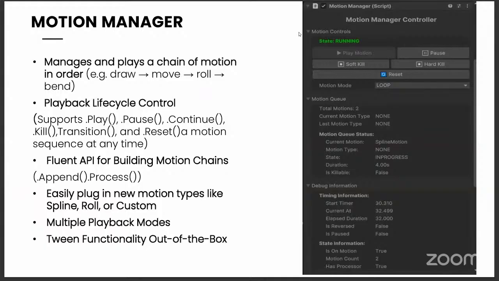Now, the motion manager is the core system that controls how the objects move and animate over time. It allows custom motion behavior where a new motion type like spline, roll, or custom animation can be easily plugged in. It supports multiple playback modes and provides tween functionality. You can play, pause, continue, kill, or append motion in a sequence or chain, giving developers full control over how each card moves frame by frame.